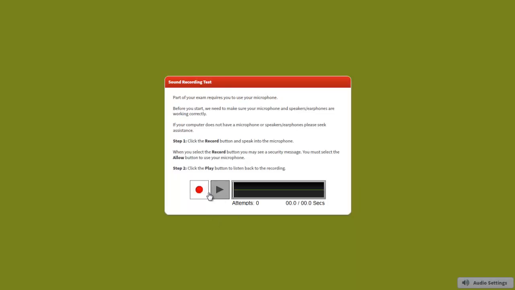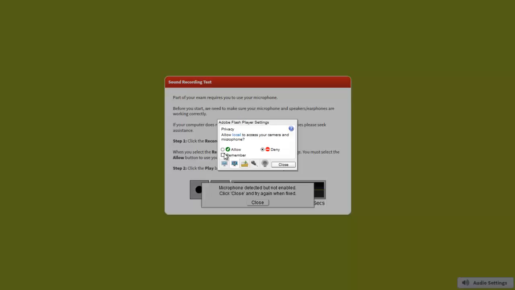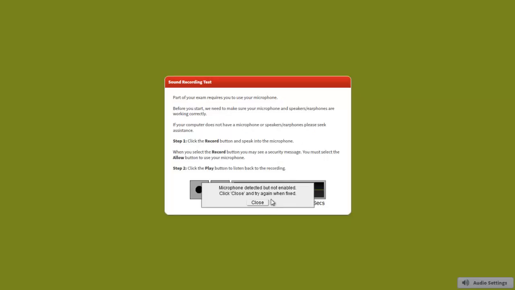Then you have to make a test for the voice itself when you are speaking. So press this one, the red one. And now come to allow, the green one. Then close. After that, close this window also. Then you can start speaking.